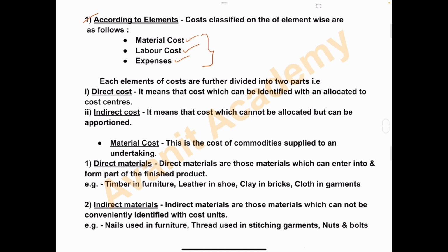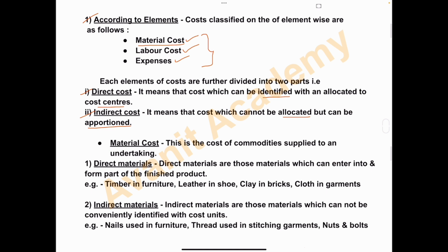Direct labor cost and indirect labor cost. Direct material, indirect material. Direct expenses and indirect expenses. So I have written here each element of cost is further divided into two parts, as I told you, that is direct cost and indirect cost. What are these direct costs? It means that cost which can be identified with and allocated to cost centers, and indirect costs are the costs which cannot be allocated but can be apportioned.